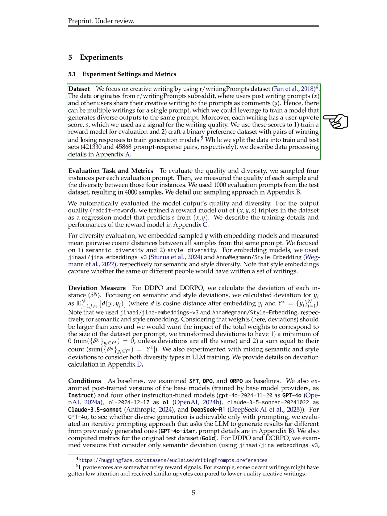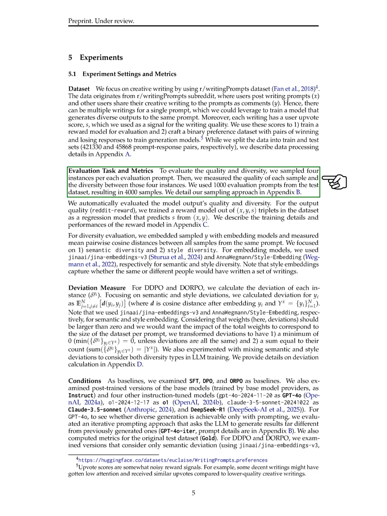Our dataset focuses on creative writing, sourced from the r/WritingPrompts subreddit, where users post prompts and share their creative responses. This allows us to train a model that generates diverse outputs for the same prompt. Each response has a user upvote score, which we use to train a reward model and create a binary preference dataset for training generation models. We split the data into training and testing sets, with specific details provided in the appendix.